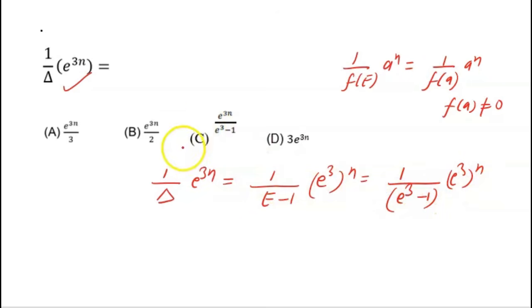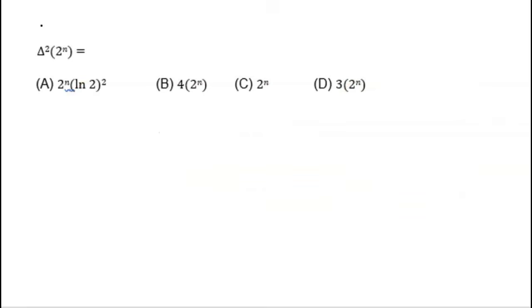So which one is the correct answer? C, because e to the power 3n by e cube minus 1. Good question, quick question also. Next, this is also a very simple and direct quick question we can solve.